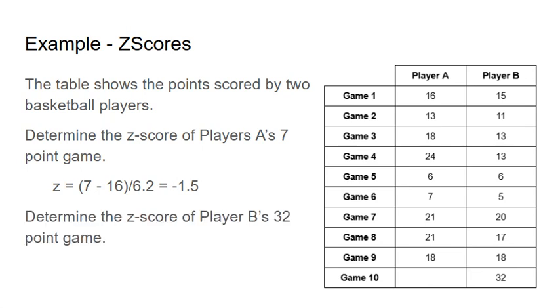Determine the z-score of player B's 32-point game. Well, if we take the average and the standard deviation of just player B's data, we can take 32, subtract the mean of 15, and then divide by 7.7 to tell us how many standard deviations we are away, and we get a positive 2.2, which tells us we're above the mean. This game was far and away above the average that player B scores.